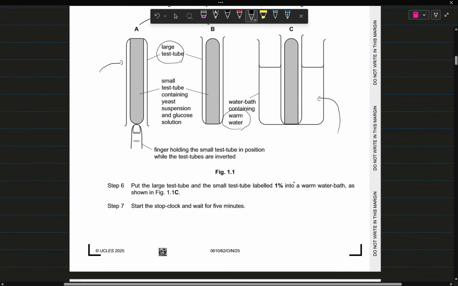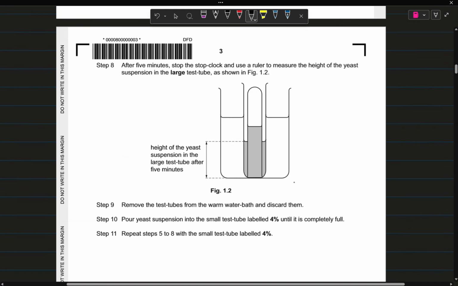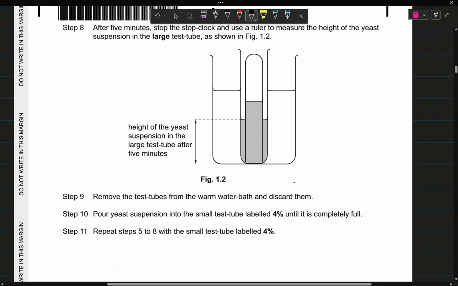Okay, now after we do that, we will start a stop clock, or a stopwatch if you may call it, for about 5 minutes, and then we observe. We observe the height of the yeast suspension that leaked to the bigger test tube. And the way that we assess the amount that got leaked out, we use a ruler. We have a ruler here. You make sure that it is basically upright and parallel. And then you figure out and measure this length here. Okay, so we got this length over here.